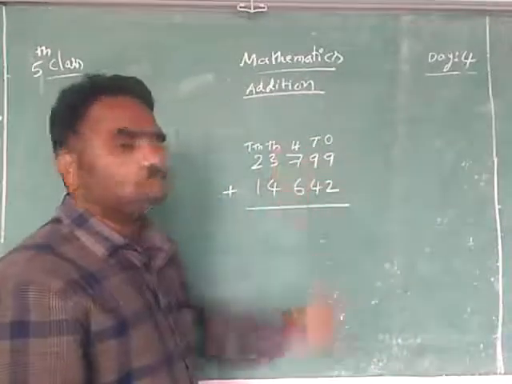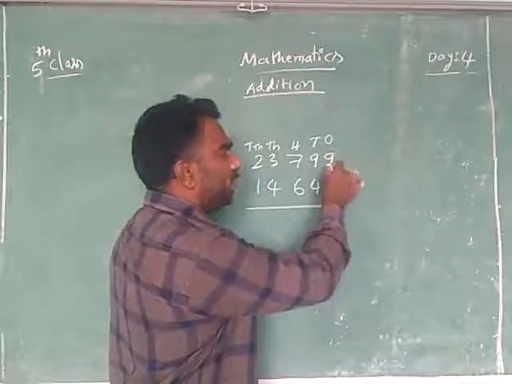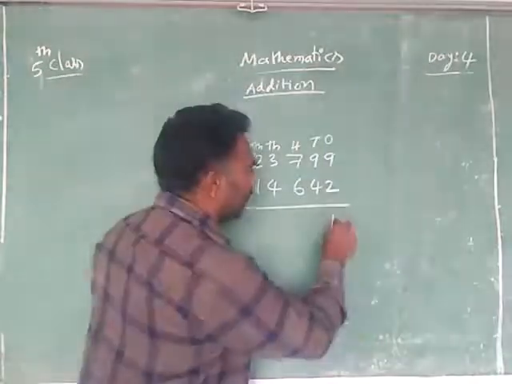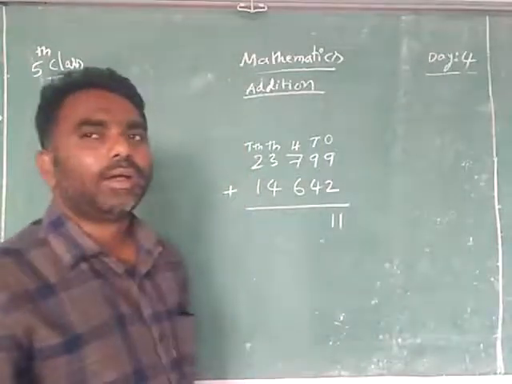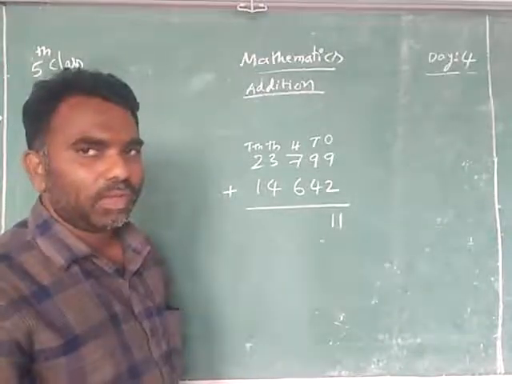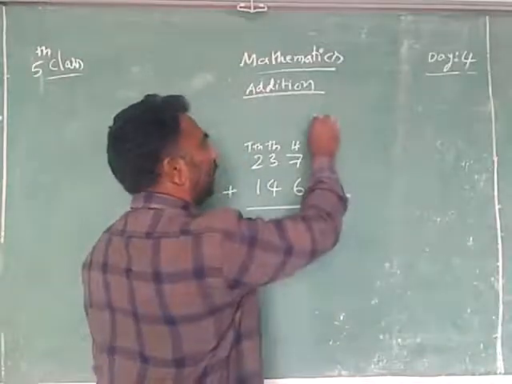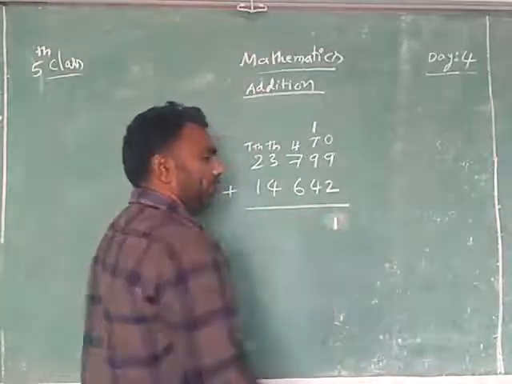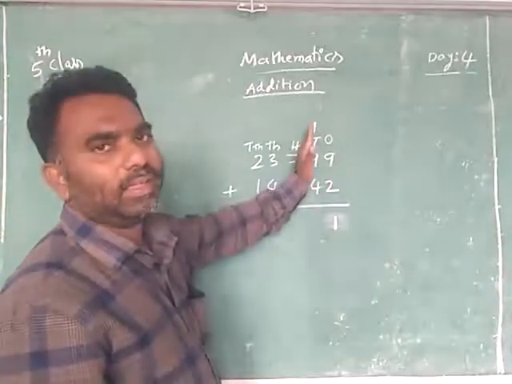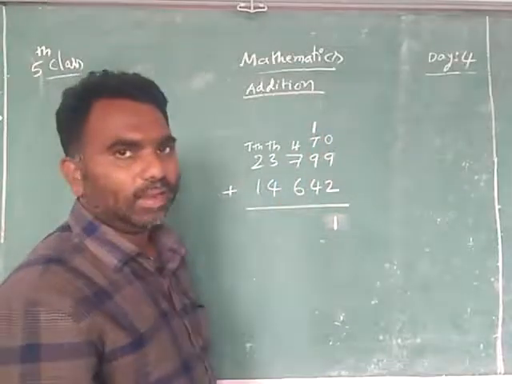9 plus 2. So make a round figure. 1 you give here, it becomes 10 and 1 left, 11. So will you write the 11 like this? No, you will not write the 11 like that. What will you do? 1 we will take as the carry and 1 we will write here. 1 we are giving as the carry to the another level.